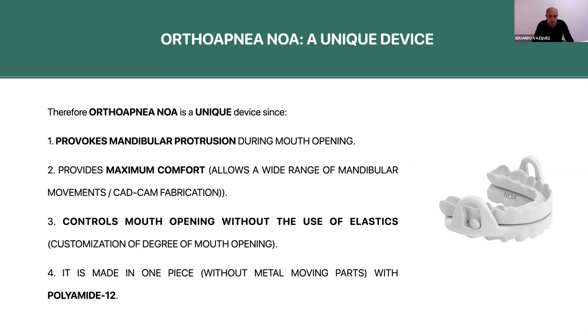So here we combine both things. We allow the patient to have a sufficient degree of mandibular movement, and we also have a limit to this degree of mouth opening, which obviously increases the efficacy of the device. This device is also made in polyamide 12, which is a very robust material, and the device is fabricated in one piece. So there are no metal moving parts, no bars, nothing that can become misaligned, and we decrease the possibility of breakages where the screws are or where the bars insert into the splints. You know that sometimes in those kinds of devices there are breakages in those areas. With the NOA, since it is made in one piece, we don't have these kinds of problems.